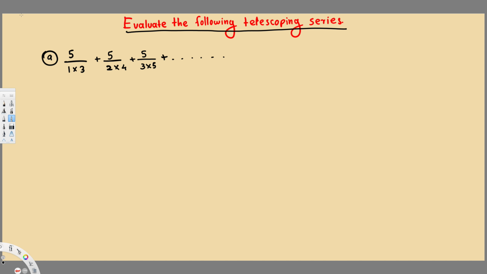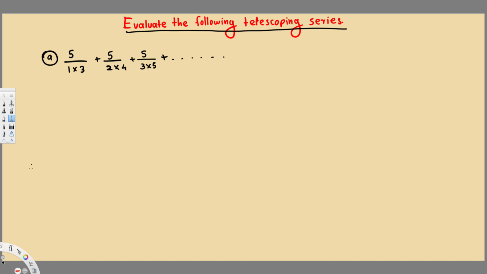Let's do this problem right here. The question is asking: evaluate the following telescoping series. So the first thing we can do is try to write this one in summation notation. Let's see what pattern this series has. First, if you look at this, this is increasing by 1, and also the multiplication is increasing by 1.